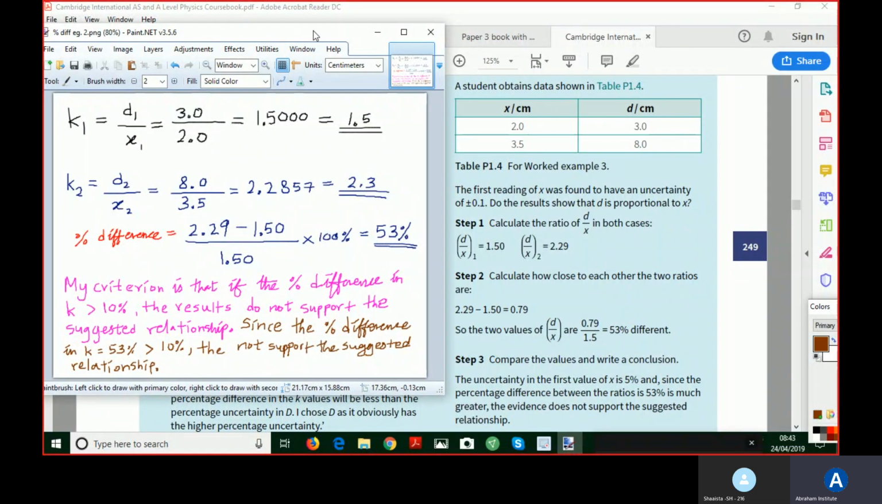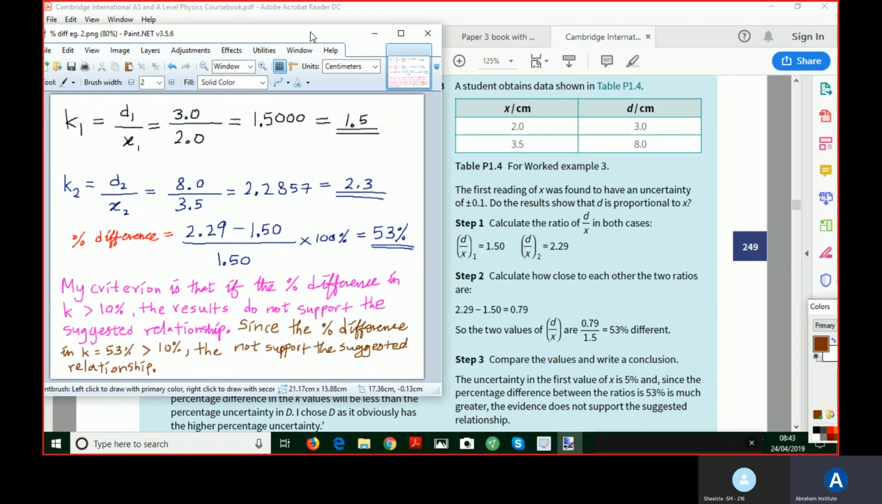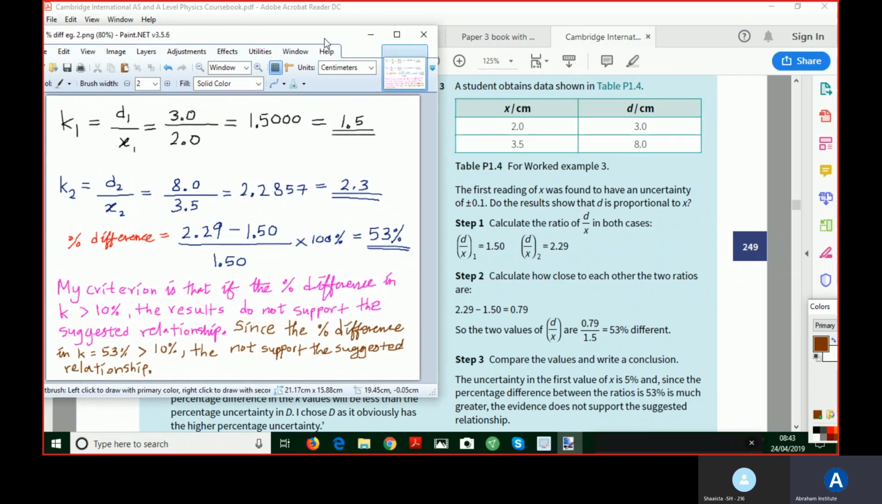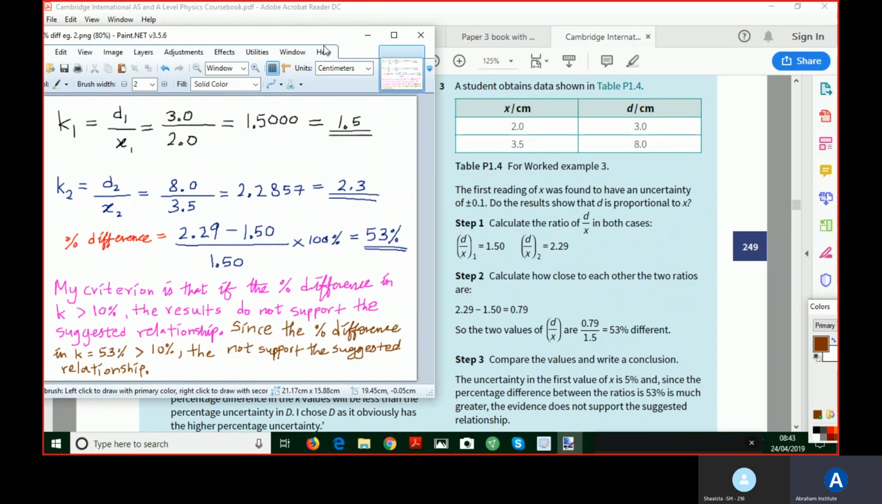To explain percentage difference in the K values and testing the relationship, I will explain how to solve this example here in detail. This is also explained here, but not that much in detail. So I will actually relate it to your mark scheme and also your past paper and explain it in such a way so that you can answer the question in the past paper effectively.